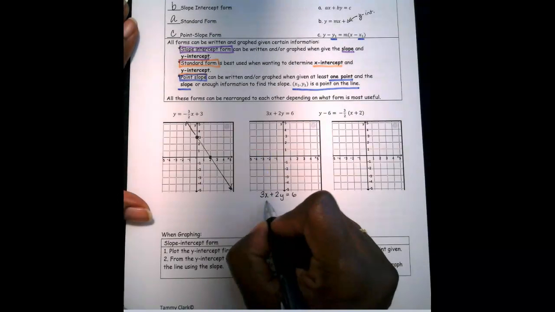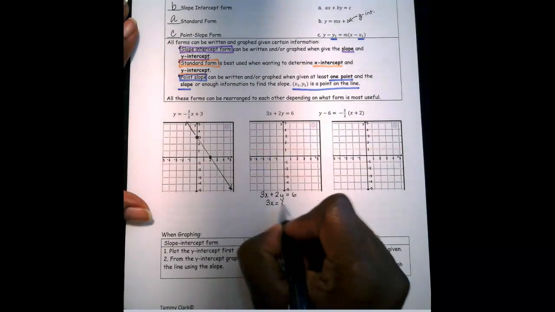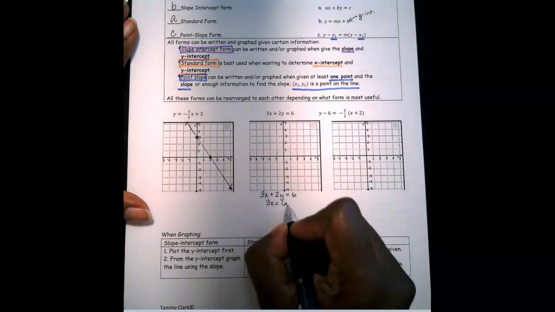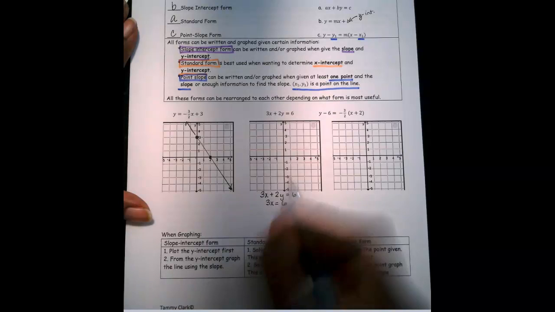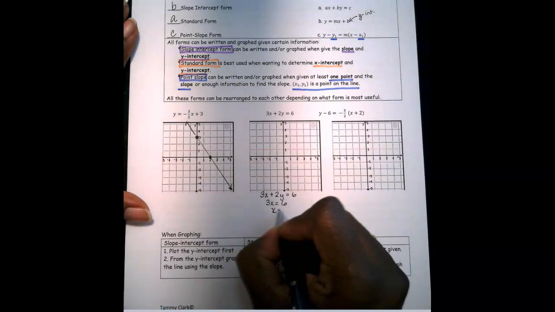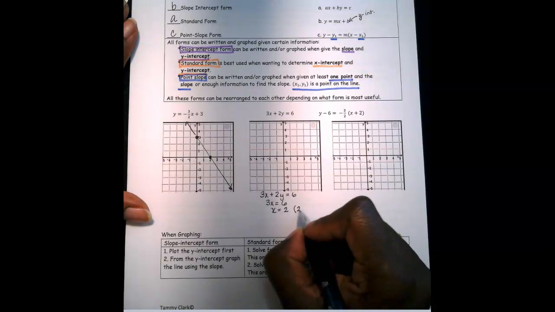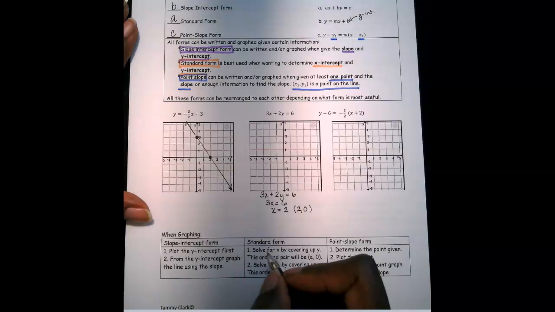So I would write 3x is equal to 6. Well, when I solve that, I know I'm dividing by 3 on both sides of the equation. Therefore, x is equal to 2. And the ordered pair that I would graph would be 2, 0.